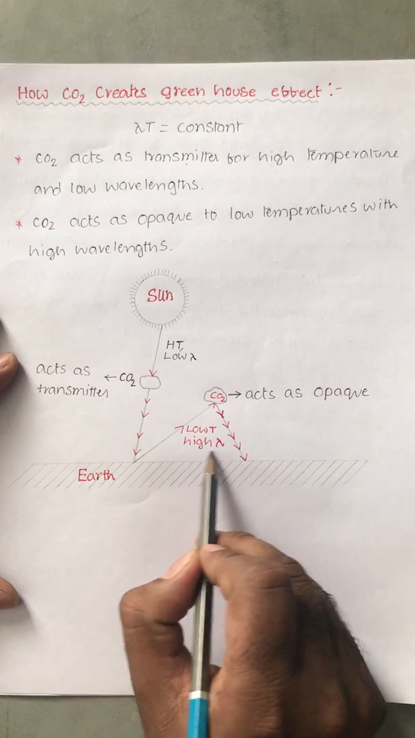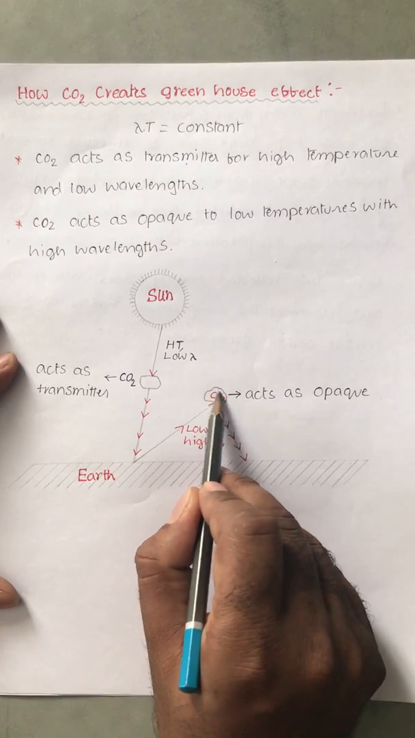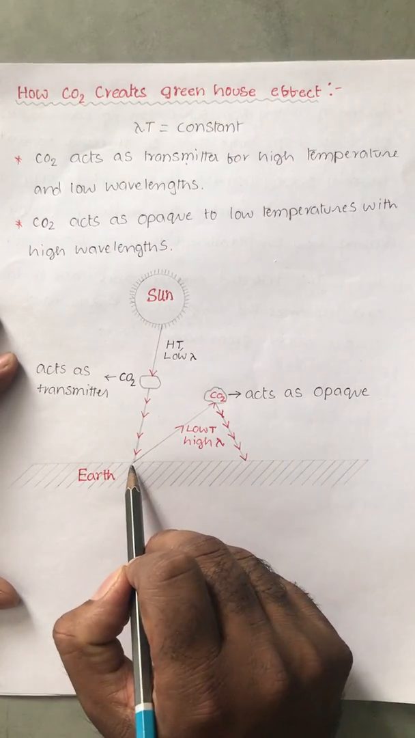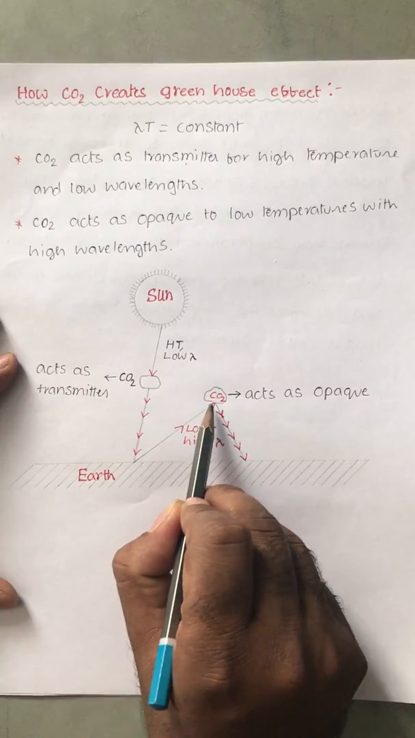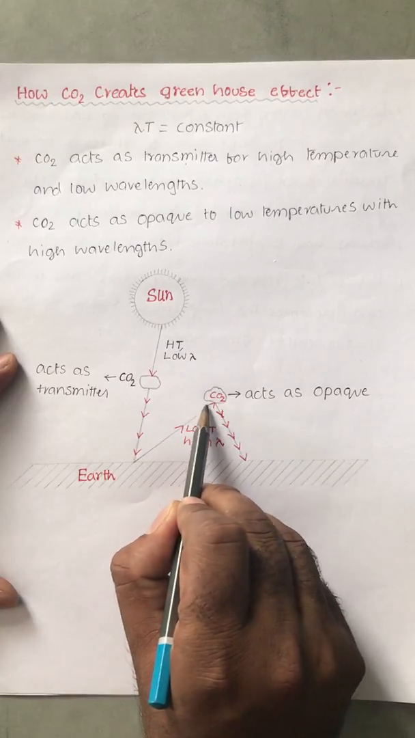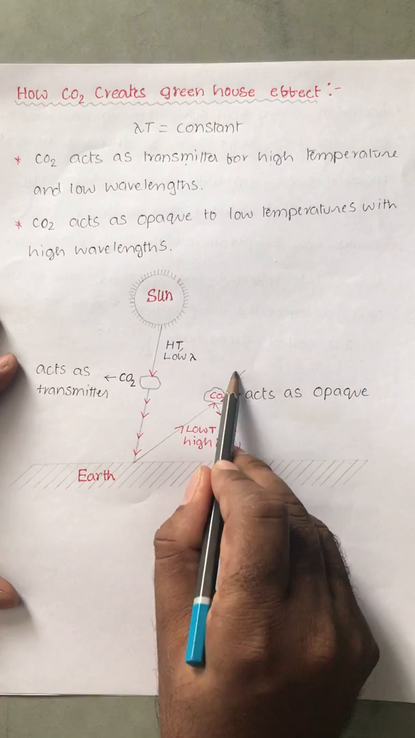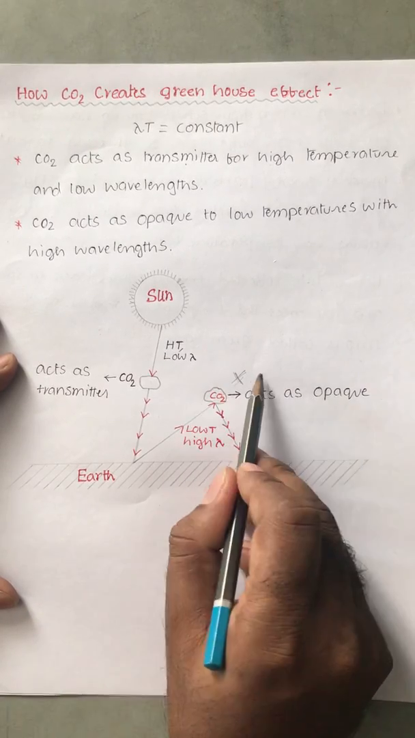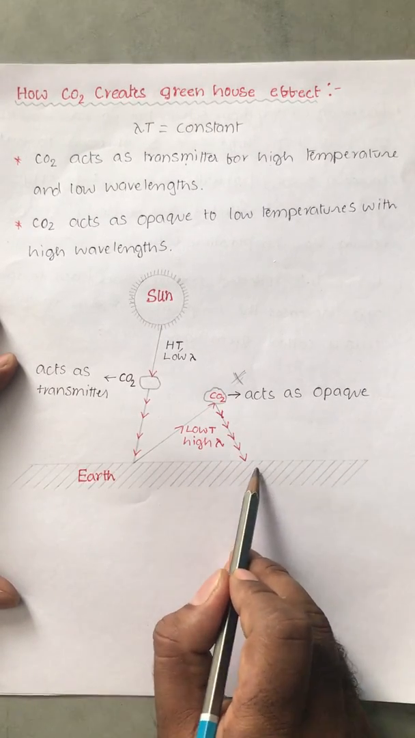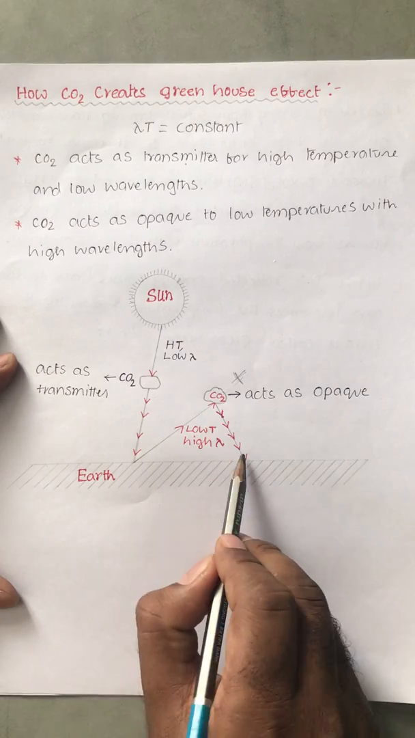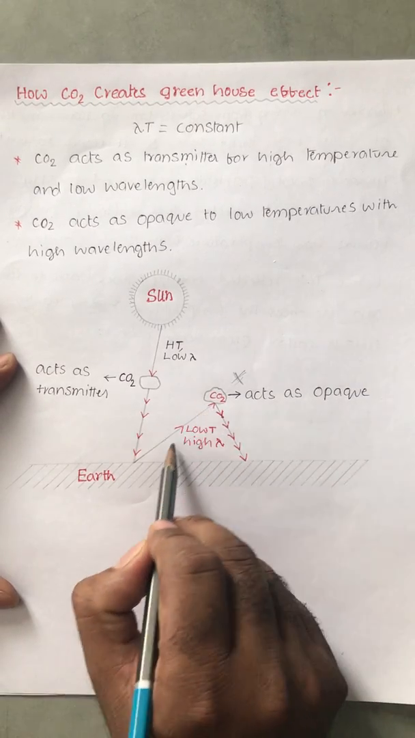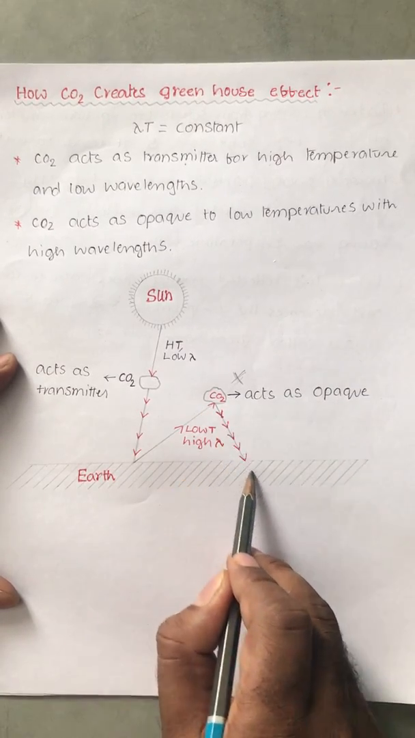So this is low temperature with high wavelength. Now this CO2 gas acts like an opaque. Once this reflected radiation touches the CO2, it is not allowed to transfer the radiation. So it again acts as opaque, and it is reflected back to the surface. This reflected radiation again comes to the surface of the earth.